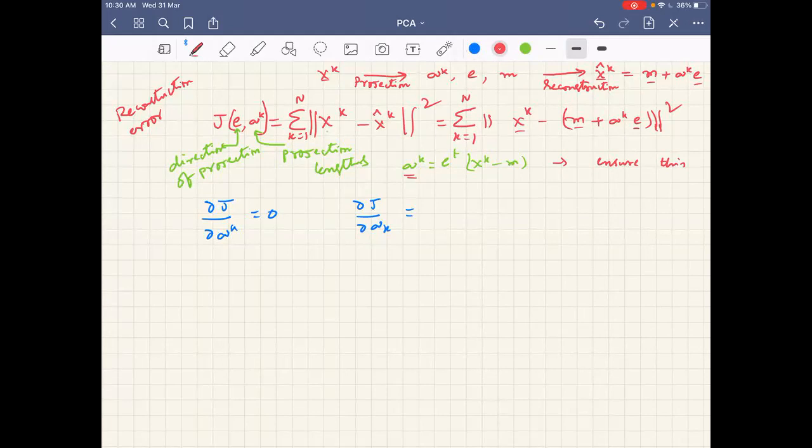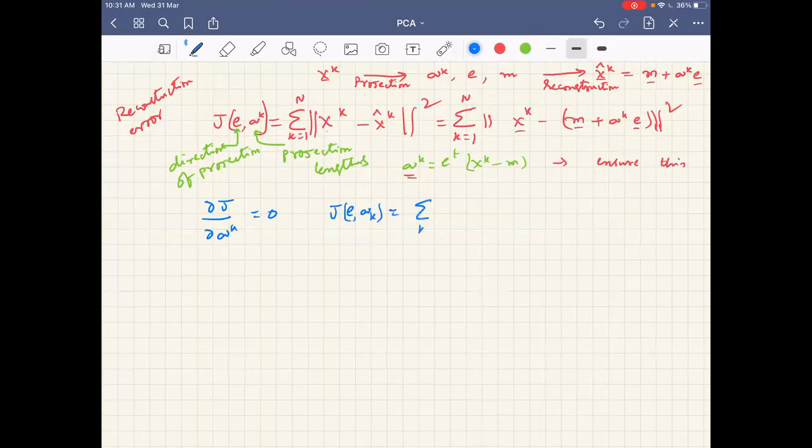Some idea I need to start with. So we can expand the square, very good. So we will first expand. J is a function of E and AK. For the time being, I assume that E is given or constant, so while doing partial differentiation with respect to AK, I assume E is constant.